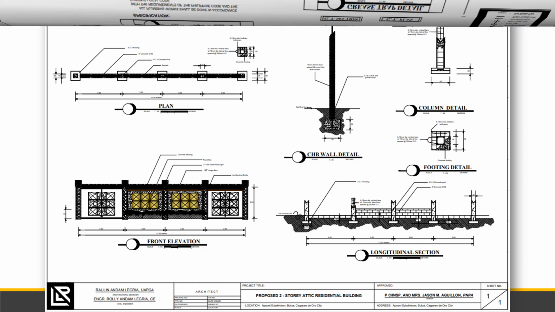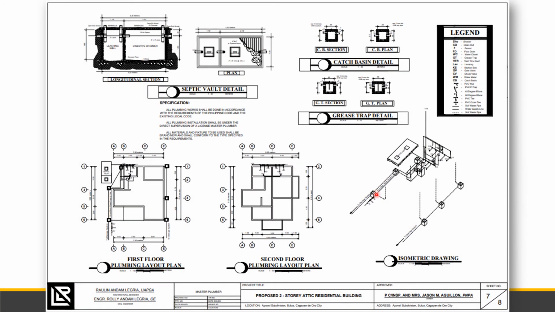And then, this is the plumbing and sanitary plan. So, nandun yung septic vault detail. So, yung septic tank, ito yung detail niya. Ito yung section. And ito yung plan view. So, this catch basins. So, catch basins are yung, nakita mo catch basin sa mga, yung drainage. Kung may drainage kayo, for example, dito, ito. So, drainage. So, pag ganyan, palabas.